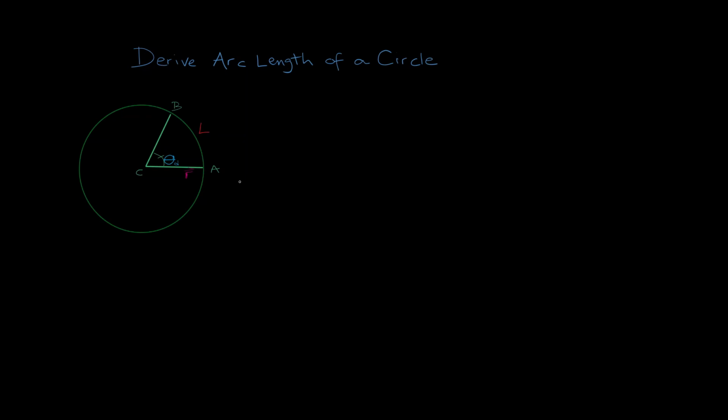Today I'm going to be deriving the arc length of a circle. Okay, let's take a look at what I've drawn here. I have a circle of radius r and center point C. I have a couple of rays that extend from center point C to points A and B that lie on the circle. Now, the angle between the rays is what I'm labeling as theta sub d.